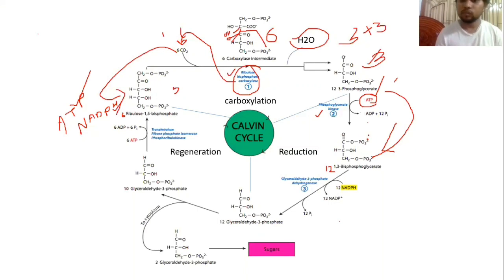Now ATP and NADPH, what we have seen in our light dependent reaction, are going to be used here in the Calvin cycle. Okay. Now the next step is reduction. In the reduction step, what happens? The 3-phosphoglycerate that is produced here will be converted with the help of phosphoglycerate kinase. Kinase means adding of phosphate. Remember, kinase means adding of phosphate.